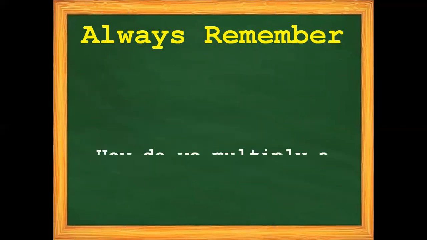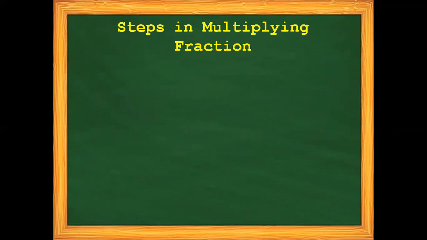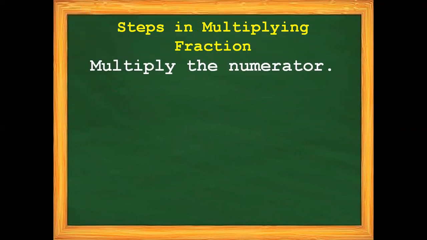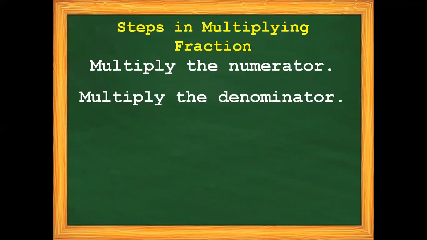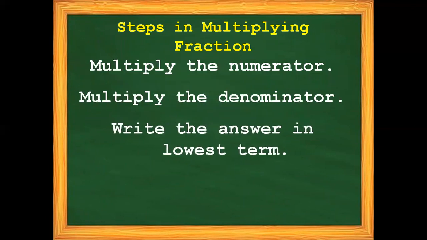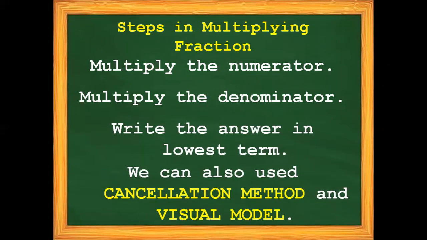Always remember, how do we multiply a fraction by another fraction? Here are the steps in multiplying fractions. Step 1, multiply the numerators. Step 2, multiply the denominators. Step 3, write the answer in lowest term. And we can also use the cancellation method and visual model in multiplying fractions.